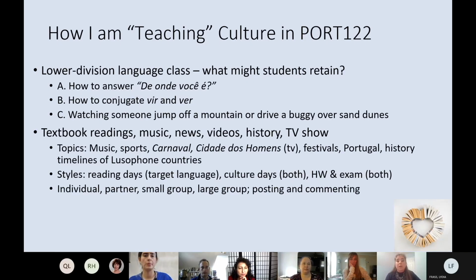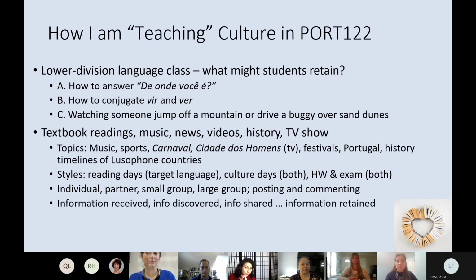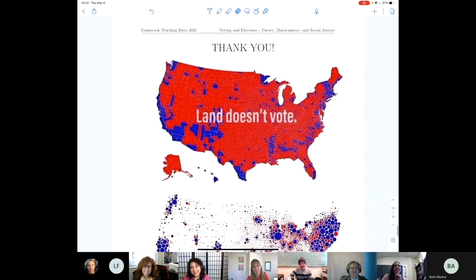That means that I'm having them engage with culture at a personal level, teaching a partner, talking in a small group, working with the class in a large group, and then follow up where they post, see each other's work, and comment to each other. This is also a social justice course.